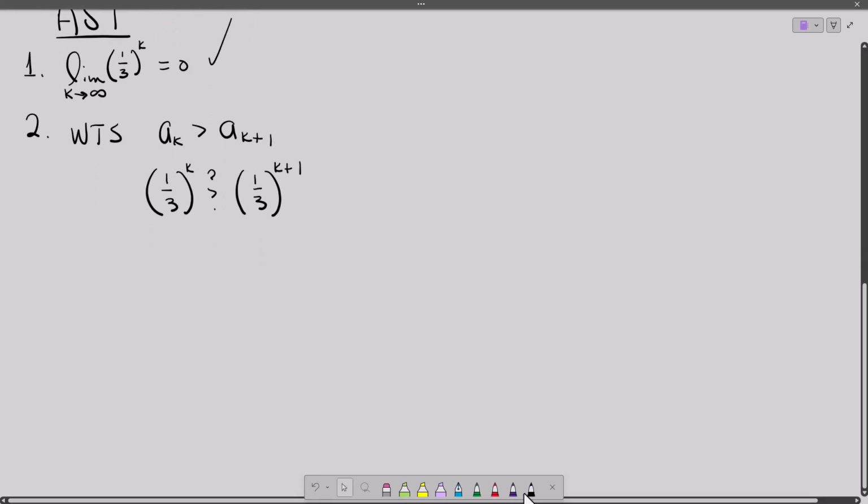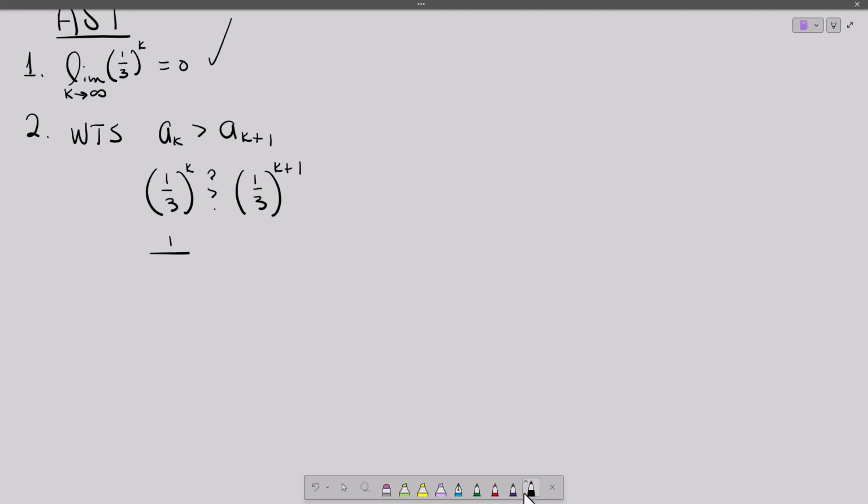Okay. There's a couple of things we could do here. You can rewrite this as 1/3 to the k. There are several ways, whatever works for you. So I'll do it this way. And then we're going to cross multiply. And again, you don't have to cross multiply. You could do something different.